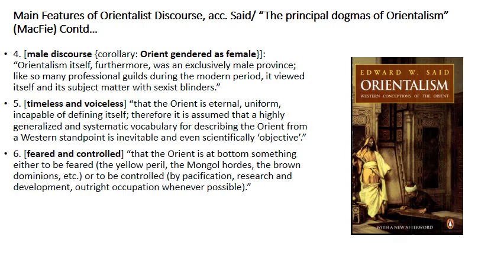Feared and controlled, that the Orient is at bottom something either to be feared, the yellow peril, the Mongol hordes, the brown dominions, etc., or to be controlled by pacification, research and development, outright occupation whenever possible. So Orientalism is concomitant with fear of the other, fear of the unknown, and control.